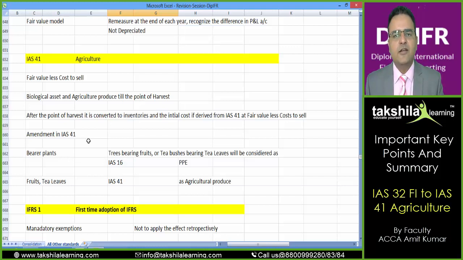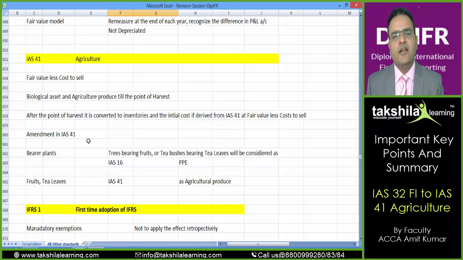Even the subsequent measurement is at fair value less cost to sell. Agricultural produce at the point of harvest, because after the point of harvest it becomes inventories. The initial value of inventories is derived at fair value less cost to sell. After that, at the end of each year, inventories uses its own principle of lower of cost or NRV.